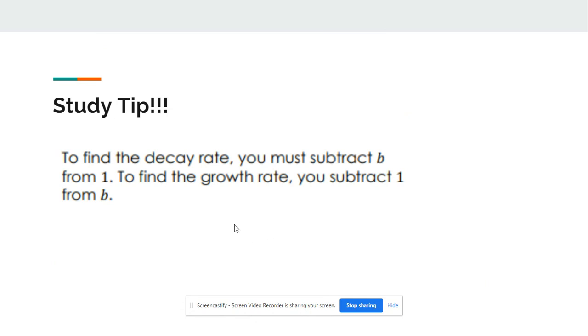Another important study tip to note or write down: when you are finding the decay rate, you have to subtract the b value from 1. If you are finding the growth rate, you subtract 1 from b.